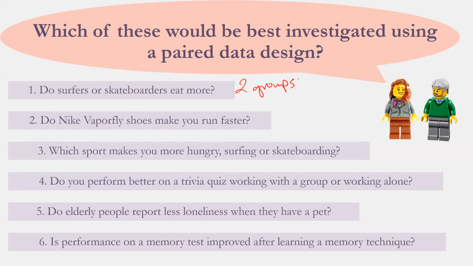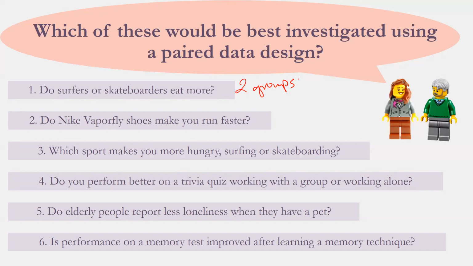Number two, we've seen this one already. Do Nike Vaporfly shoes make you run faster? For this one, you could randomly allocate one group of people to run in the Nikes and one group of people to run in other trainers, and you could look at how fast they run. But there are quite big differences between individuals there. Between how fast I can run and how fast you can run, there's a big difference already. And if you're a much faster runner and you end up in the Nikes, it's going to look like the Nikes make you run faster, but it's actually just that you are faster.